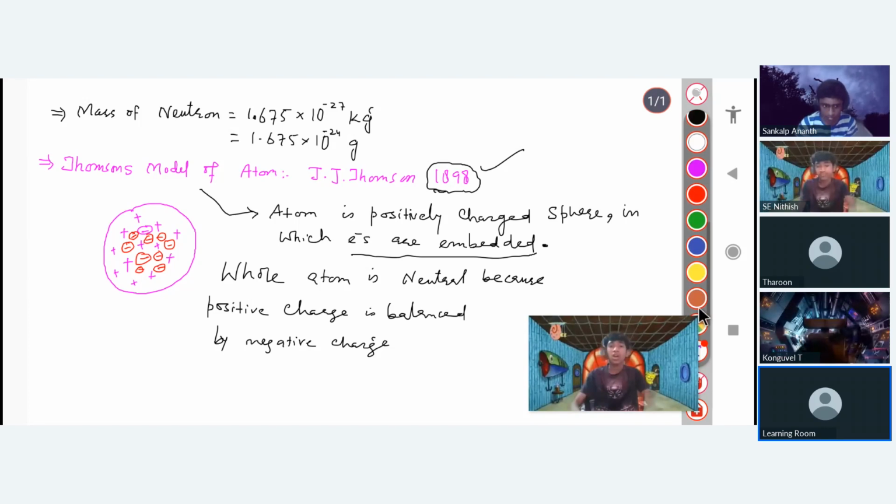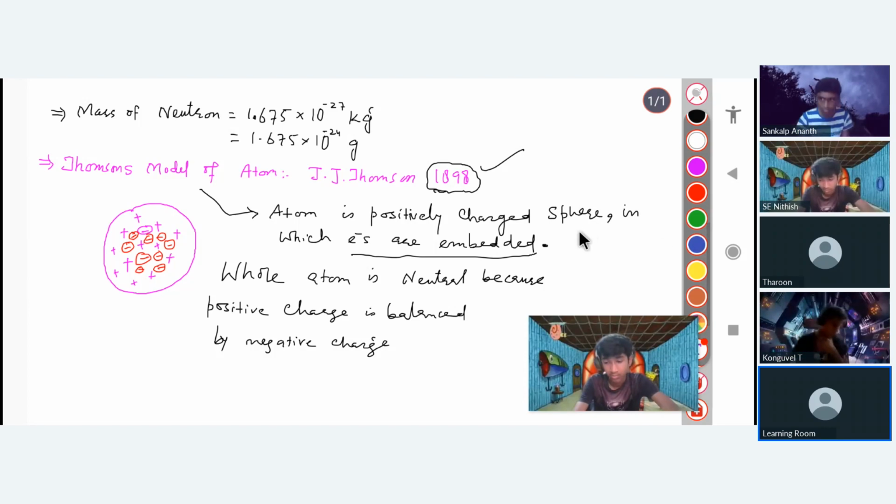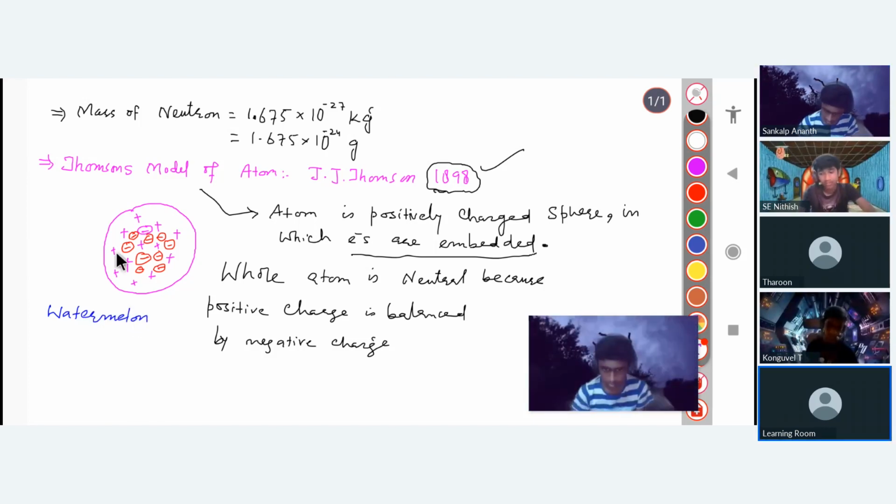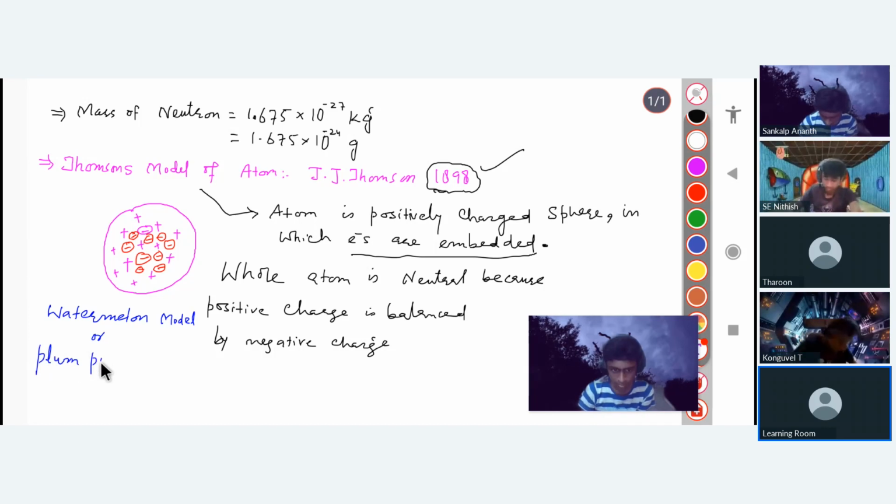Whenever we are studying any model, you have to first study what that scientist told. You cannot add your own thing. J.J. Thomson told that atom is a positively charged sphere in which electrons are embedded, and he also gave an example. He told that this atom is like a watermelon. Have you seen a watermelon? Yes, sir. The reddish part is the positively charged sphere, and the seeds inside are like the negative electrons embedded in it. That's why this model is known as the watermelon model, or it is also known as the plum pudding model. So we know this.